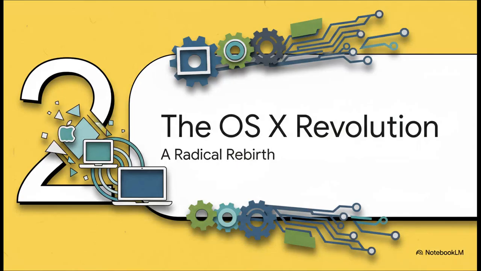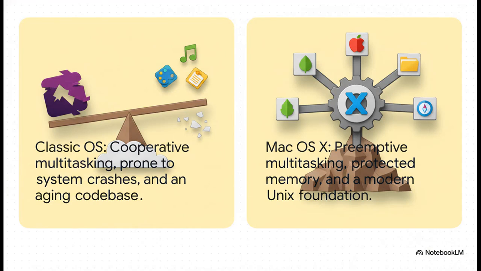Now this is where the story gets really interesting. This is about how Apple saved the Mac. Instead of just trying to patch up the old system, they made a super radical decision to just start over, completely, with a brand new foundation. And this slide just lays it all out, doesn't it?